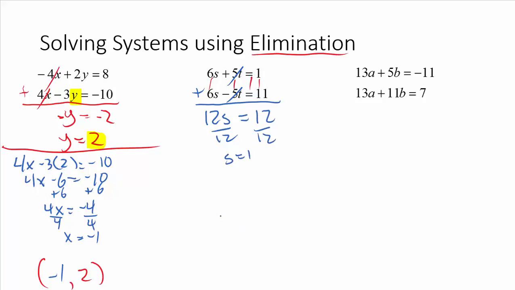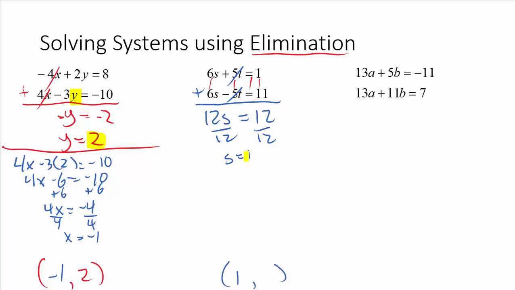That gives me that the s variable is just 1. And whenever we get variables that aren't x or y, just replace that variable with whichever one comes first in alphabetical order. Like here, the s comes first before the t. Put that first in the order of your ordered pair.